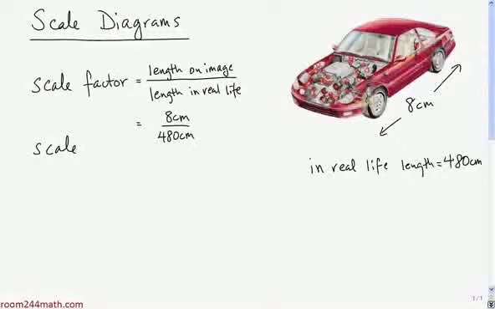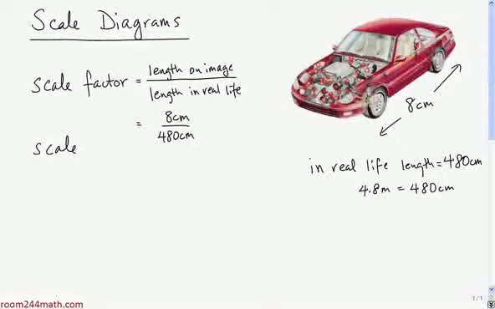If instead we were told that the car's length was 4.8 meters, the first thing we'd want to do is convert that into the same unit that we used to measure the length in the diagram. So we'd convert that to 480 centimeters. So 8 centimeters over 480 centimeters. The centimeters cancel out and the scale factor becomes unitless. That's quite important. There's never any unit associated with a scale factor.